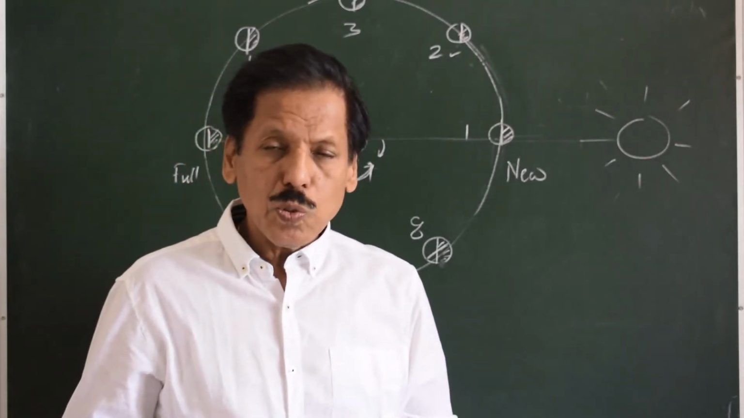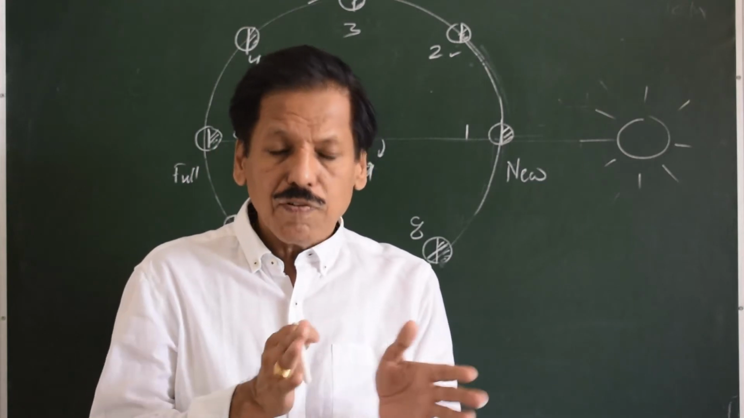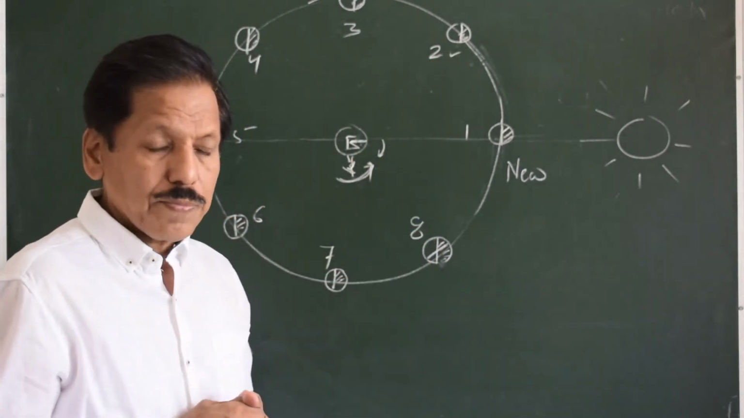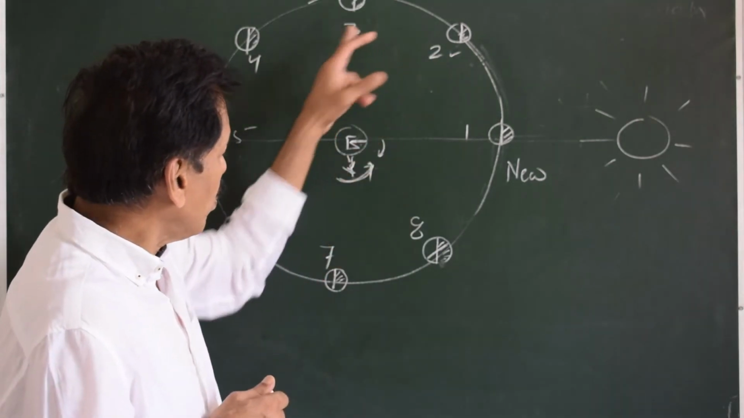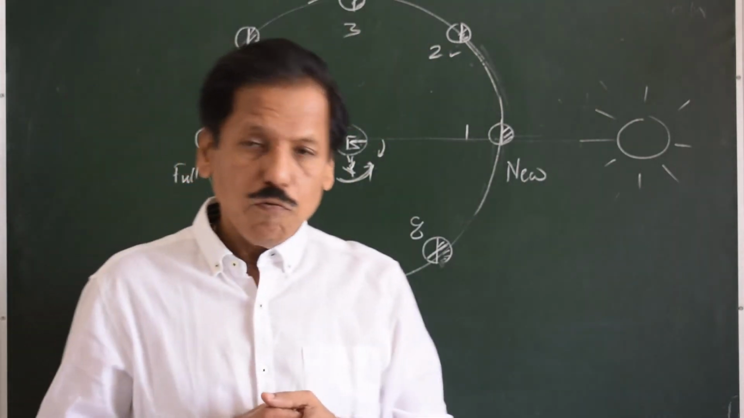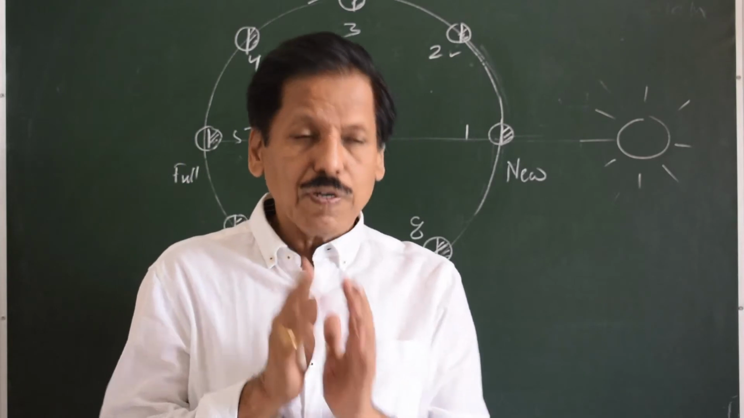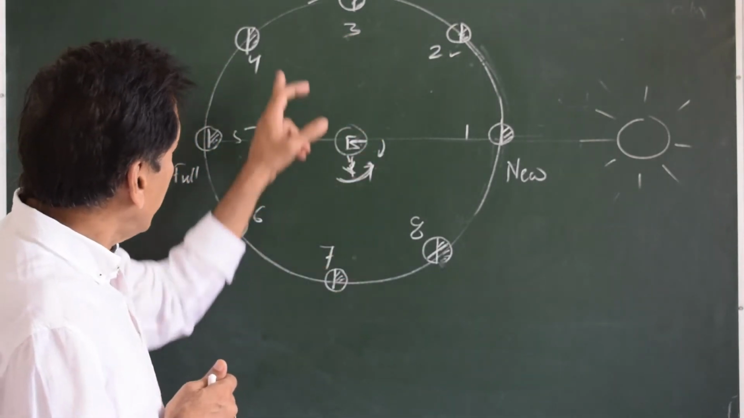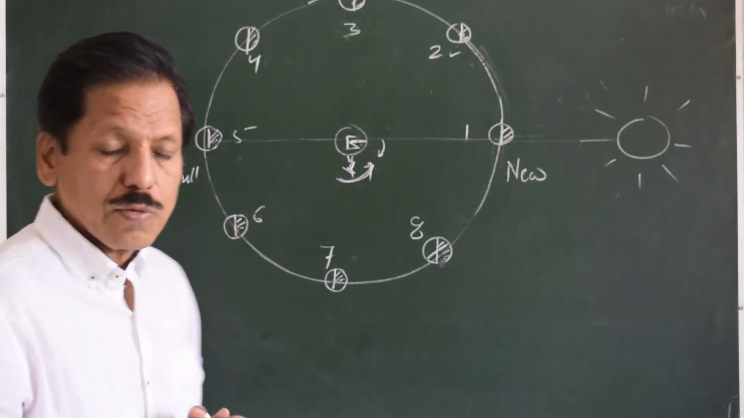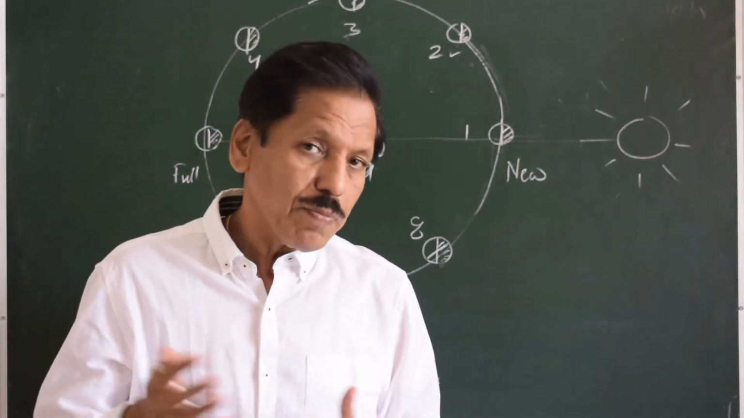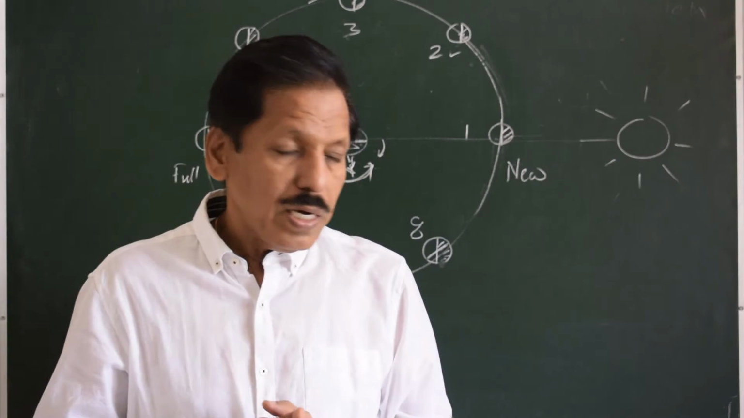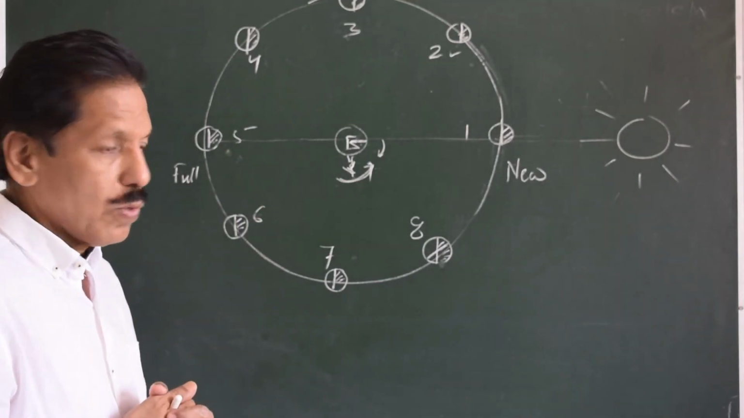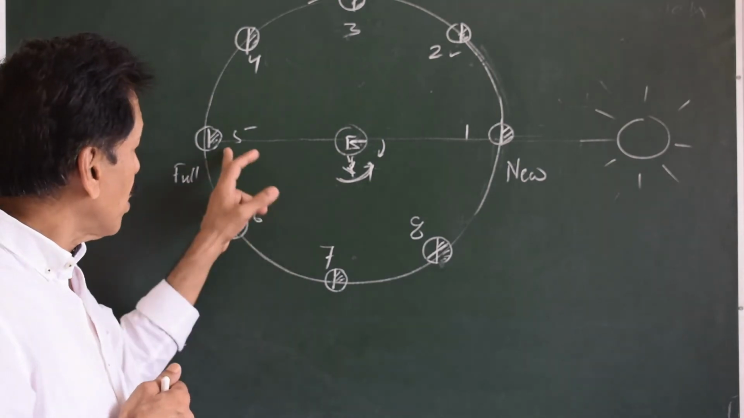In positions 2 and 8, we see less than 50% of the lit part. So these phases are called crescent phases. In positions 3 and 7, we from the Earth are able to see 50% of the lit portion. They are called dichotomous. In positions 4 and 6, we are able to see more than 50% of the lit part of the moon. It is called gibbous. In position 5, the entire lit part of the moon is visible to Earth. This is called full moon.